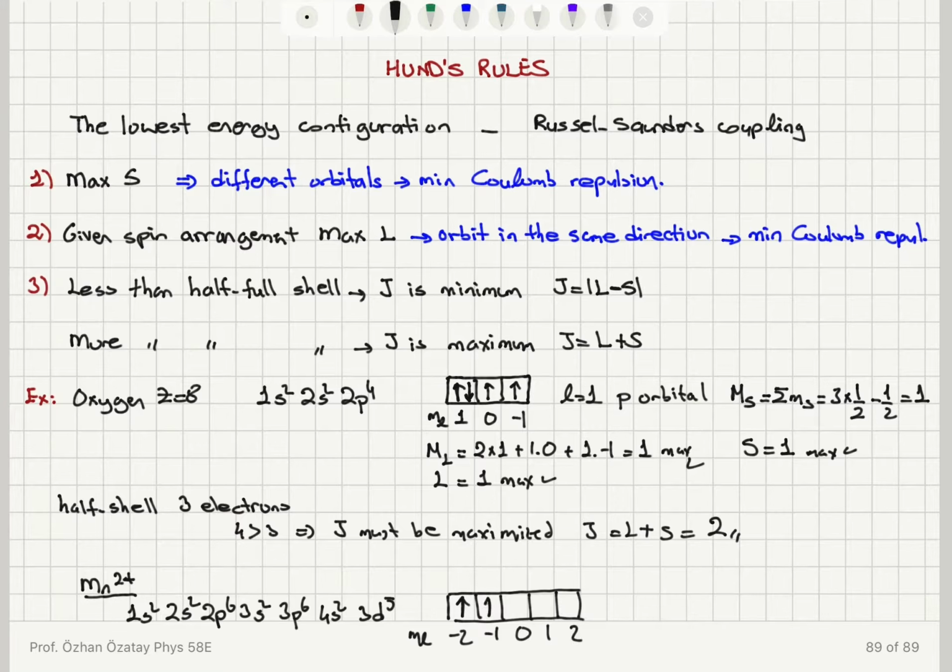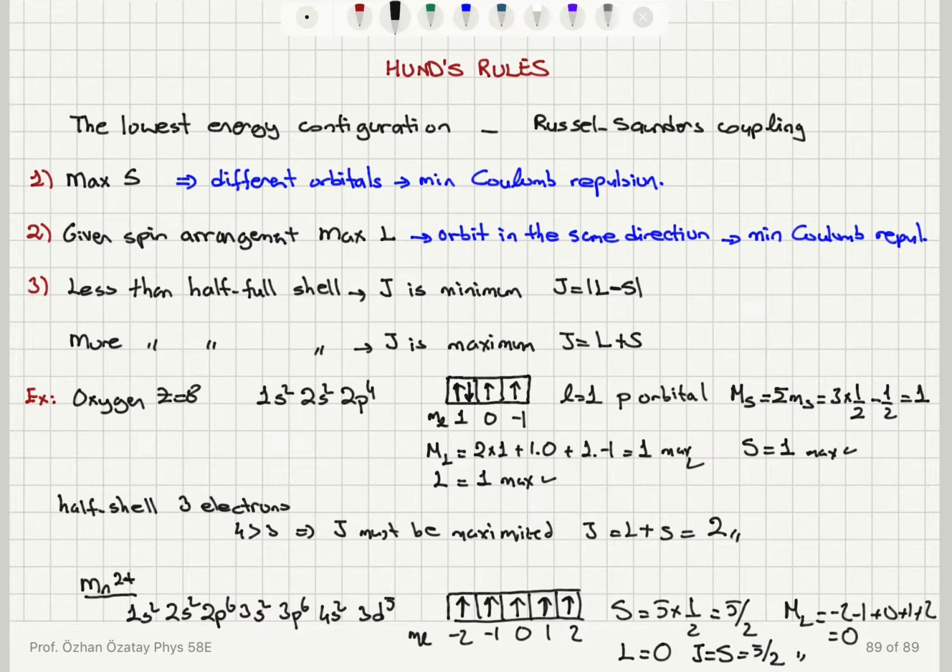In order to maximize the spin, we're going to put all the same spin values here. So the total spin is 5 times 1/2. It is 5 over 2. Total m sub l is equal to minus 2, minus 1, 0, 1, 2. It is 0. And capital L then has to be 0 because m sub l is 0. And since L is equal to 0, J is equal to S, which is 5 over 2 in this case.